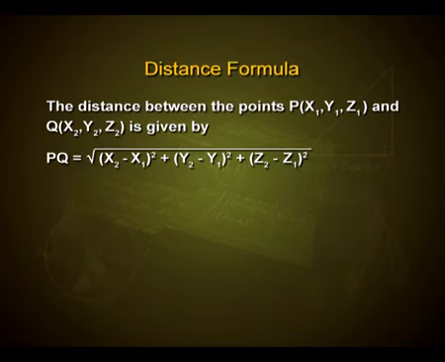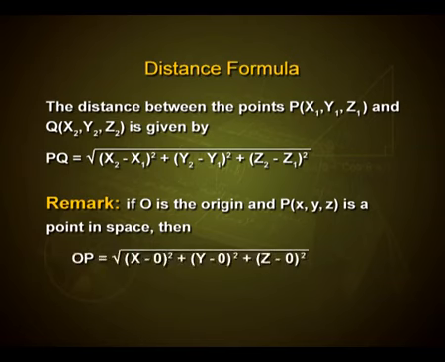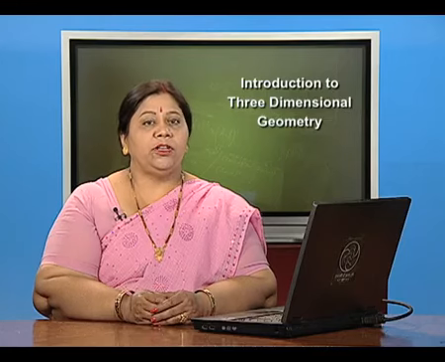PQ is equal to the square root of (x2 minus x1) whole square plus (y2 minus y1) whole square plus (z2 minus z1) whole square. Here, if O is the origin and P(x, y, z) is a point in space, then OP is equal to the square root of (x minus 0) whole square plus (y minus 0) whole square plus (z minus 0) whole square, which can be simplified as the square root of x square plus y square plus z square. Now, let us look into an example.